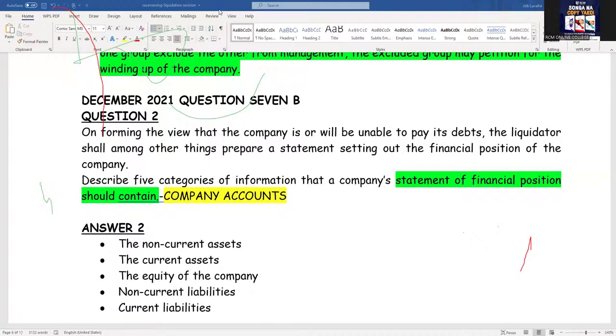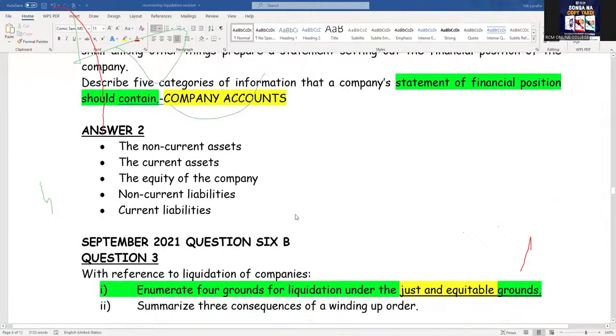When you talk about fixed assets, it's just the same as saying non-current assets. It's just the same. We can go to the next one.